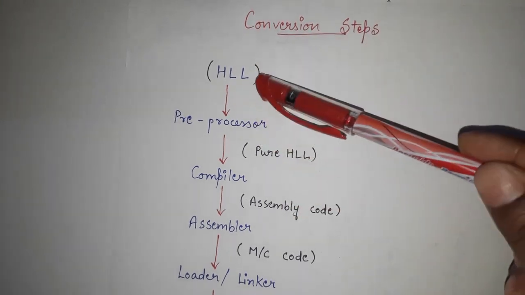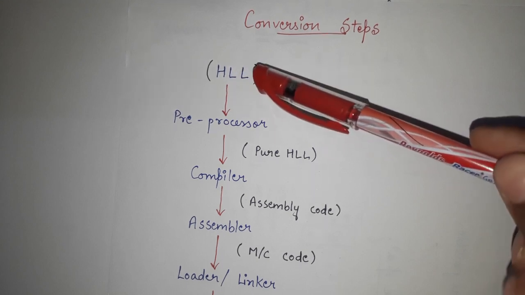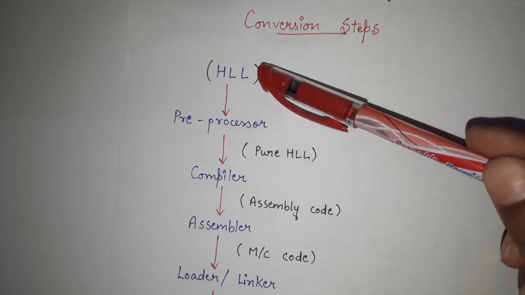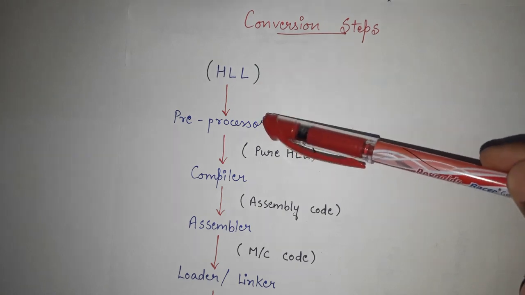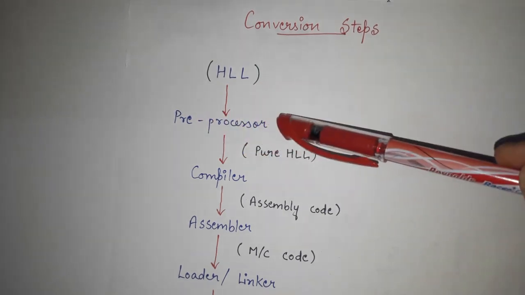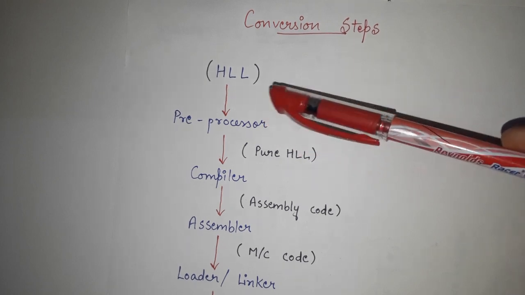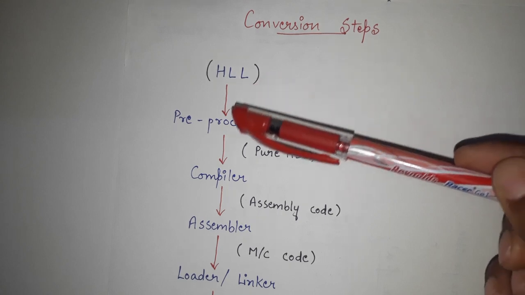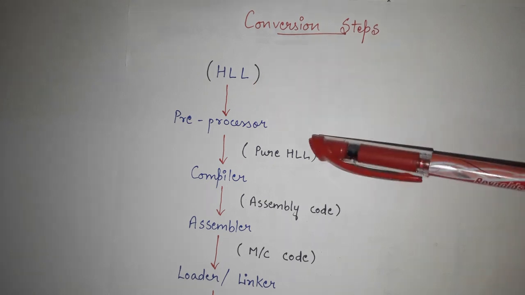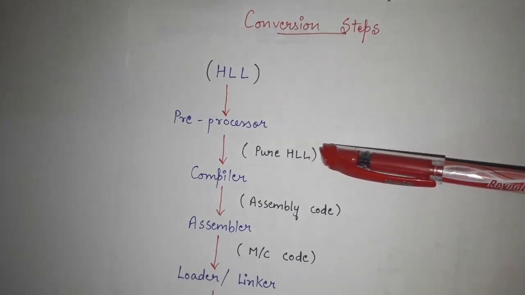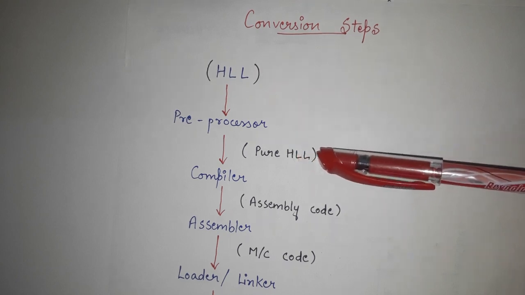So first of all, we have high level language. As I have already told you, any language in which the user or we humans write the program is known as high level language. Now the preprocessor comes into the picture. As the name itself indicates, preprocessor means anything that is required before processing, pre-processing. What the preprocessor does is convert this high level language into something known as pure high level language. Then obviously the next question is, what is the difference between high level language and pure high level language? Yes, I am telling you.